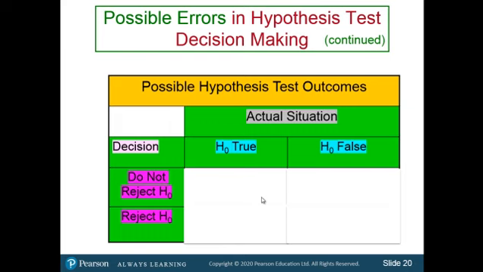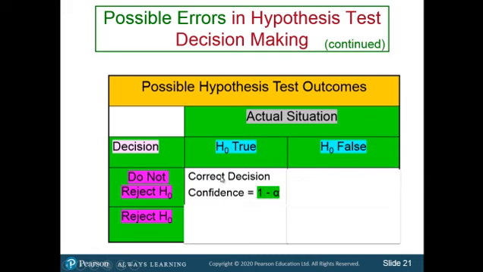Here we look at the possible errors in hypothesis test decision making. This is another way of looking at type 1 and type 2 error. We have a decision to make whether to reject or not to reject. Do not reject means we accept the null. And then this is the actual situation where the null is true and the null is false.